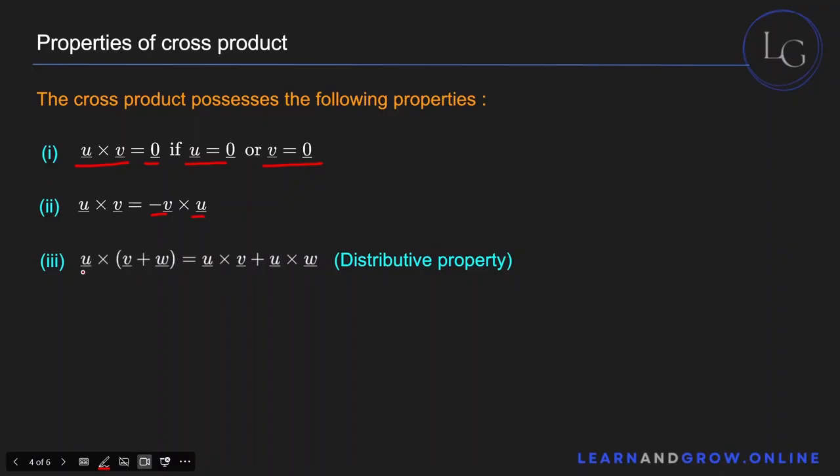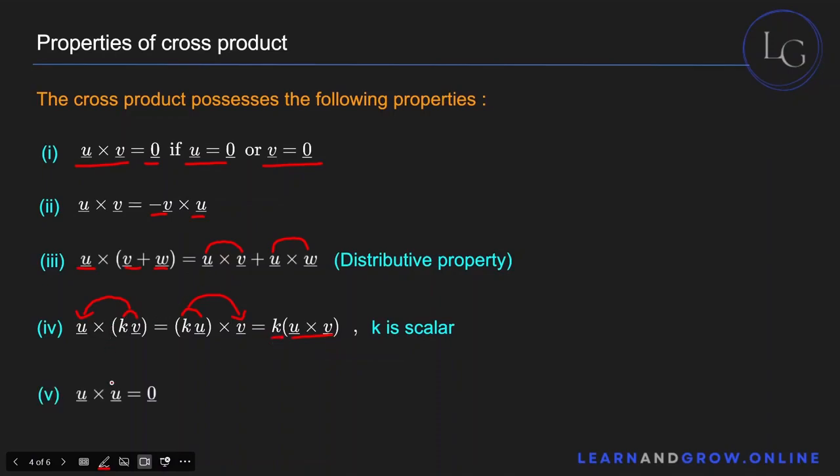And the third property is the distributive property, which says that u cross the sum of v and w is equal to the cross product of u and v added to the cross product of u and w, right? And now here is another property, which says that if you take the scalar multiple of v with k as the scalar, and then take the cross product with u, that is equal to taking the scalar multiple of k with u, and then the cross product with v. And all of this is also equal to taking the cross product of u and v and then multiplying the result by the scalar k.